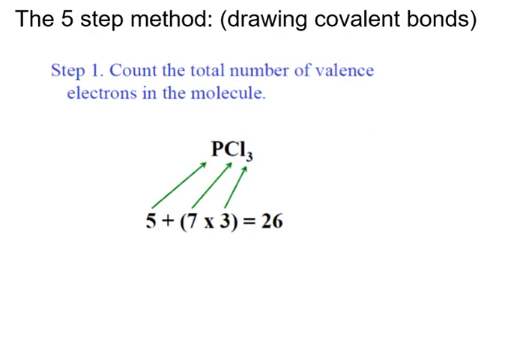Let's go through the 5-step method to explain how to draw covalent bonds. Step 1 is to determine the amount of valence electrons. We do this by looking at the group or family that each element is found in. Phosphorus is found in group 5 on the periodic table and has 5 valence electrons. Chlorine is found in group 7 on the periodic table and has 7 valence electrons. There are 3 of them for a total of 21 electrons from the chlorine. This gives us a total of 26 valence electrons to use when drawing the atom.